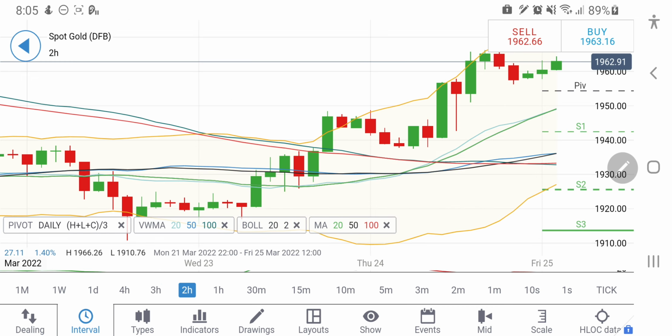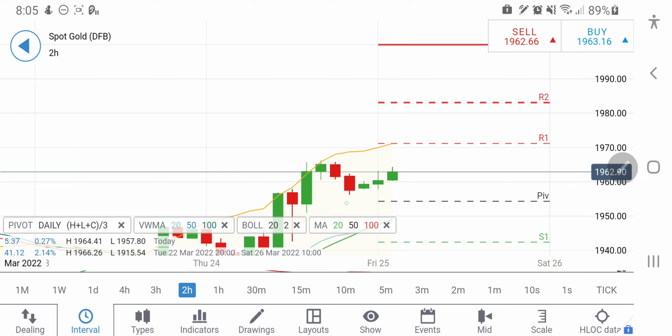Similarly with the 2-hour charts, on the 2-hour chart, see, higher lows trading in this channel, and possibly if it breaks this channel at 1955, yes, there you can go short and you can expect it to drop, else it can continue to rise.